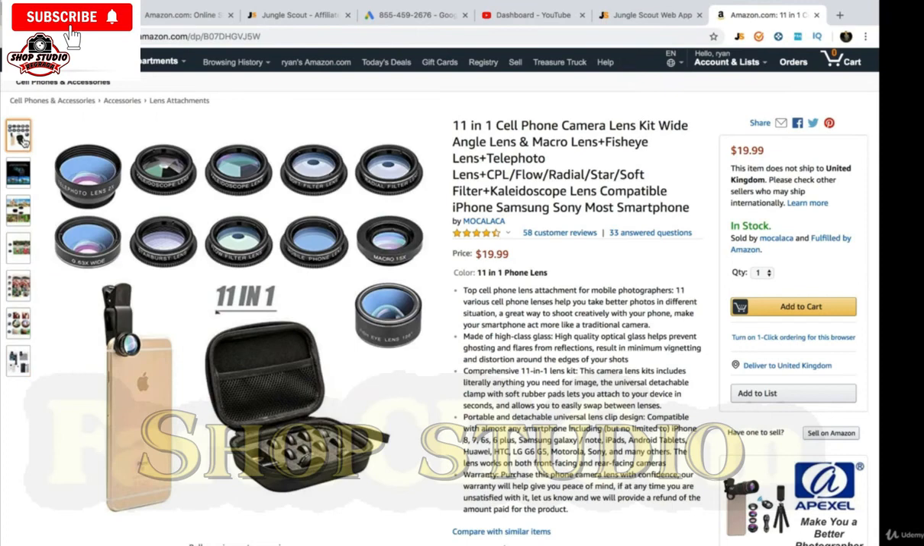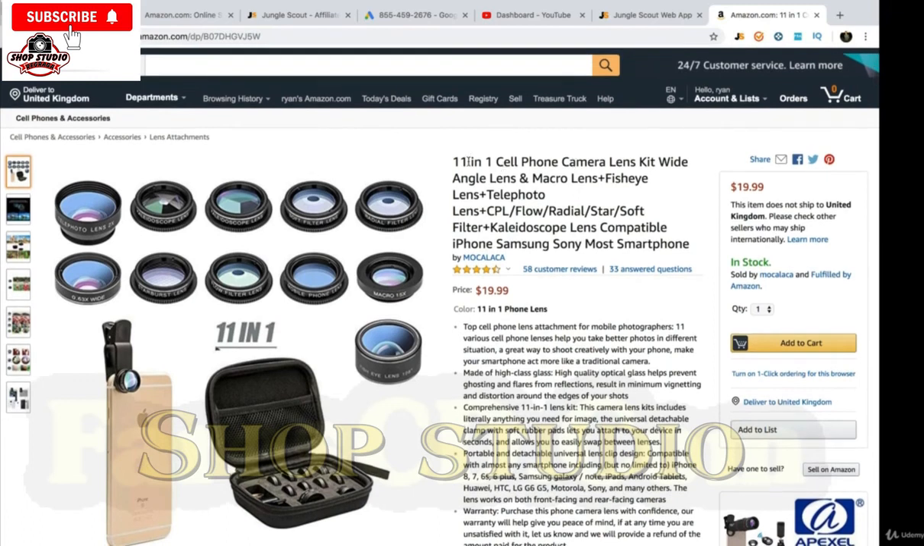But once again, prime example of a very small product that not a lot of people would be aware of. It could make a lot of money. So what would you call this? A cell phone camera lens kit.